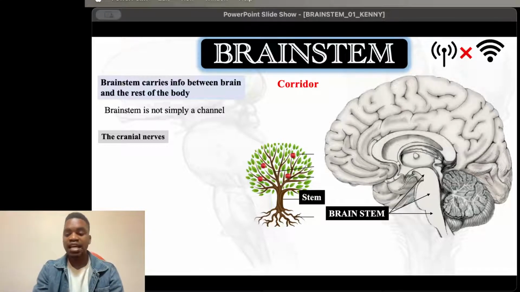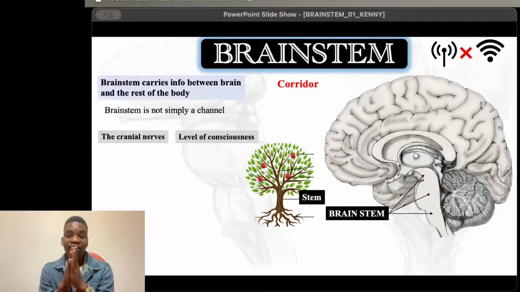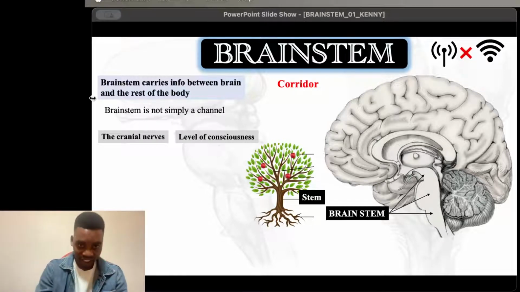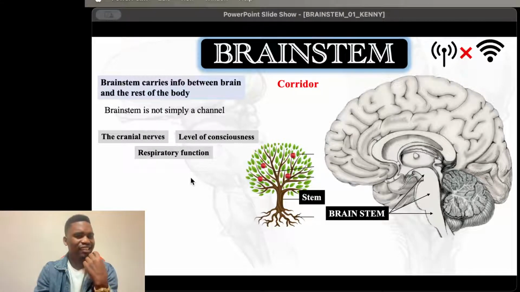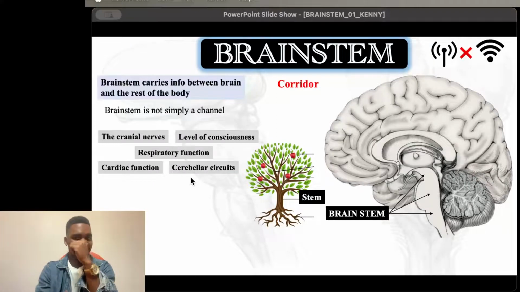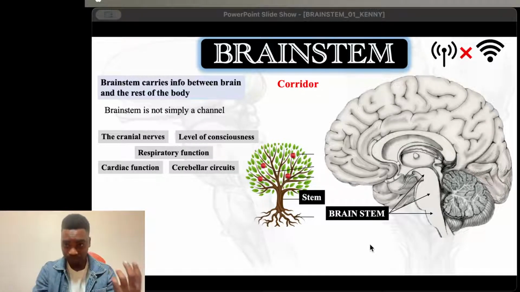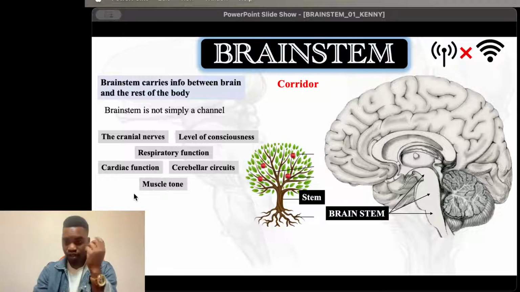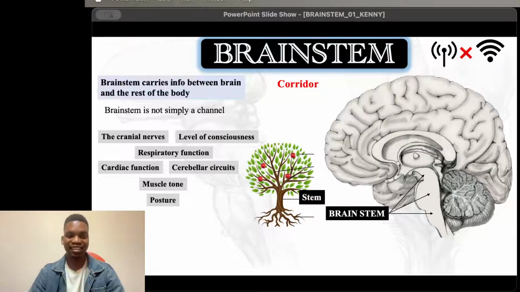We discussed them. There's also the level of consciousness; I am conscious now, talking to you, because of the brainstem. And respiratory functioning, cardiac functioning, and cerebellar circuitry. Communication between the cerebellum, which is just behind the brainstem, and the cerebrum cannot happen without using the brainstem. Also muscle tone and posture. These are just a few functions of the brainstem. Maybe we will have a separate video talking about brainstem function.